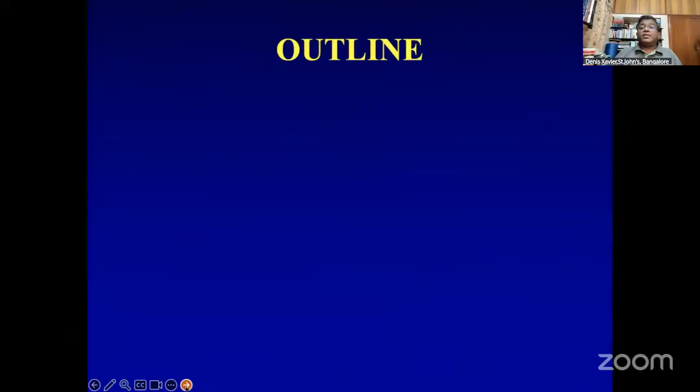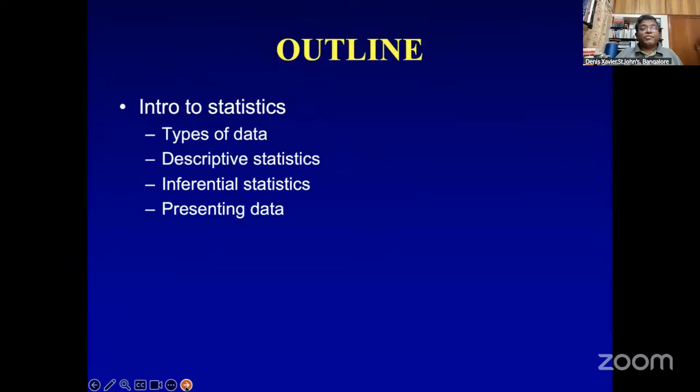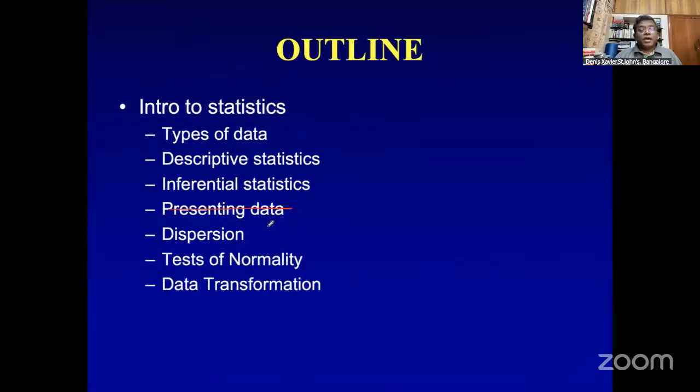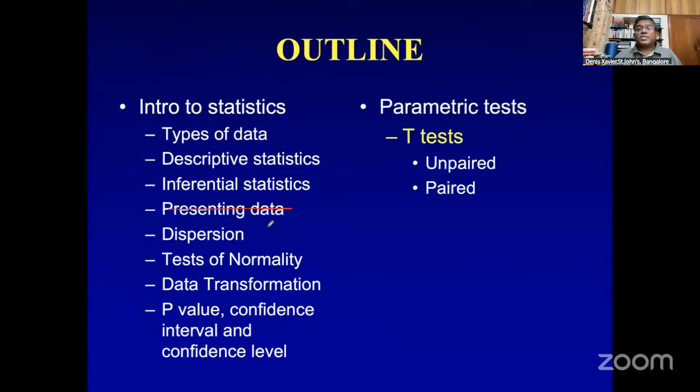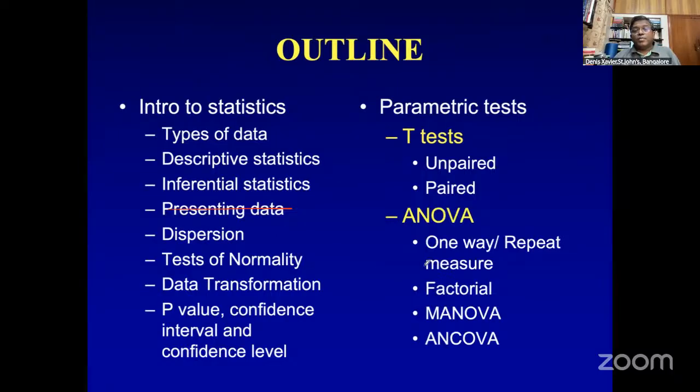So with that, these are the contents of our session today. Types of data, descriptive statistics, inferential statistics. I will not be doing presenting data today. We don't have time for that. We'll do dispersion. We'll do tests of normality. We'll do data transformation. We look at p-values, confidence interval, and confidence level. Time permitting, we'll go to parametric tests. I think we can do at least t-tests, the unpaired and the paired t-test. We may have difficulty with time to do ANOVA, but when we are doing analysis of variance, we have one-way, repeated measures, factorial, MANOVA, and ANCOVA. So this one is a little question mark.